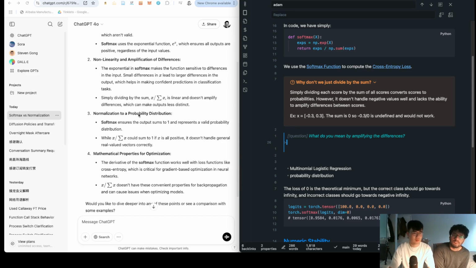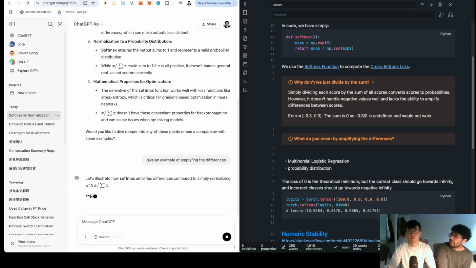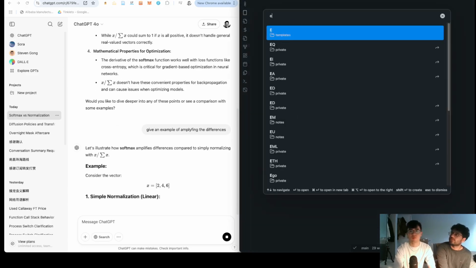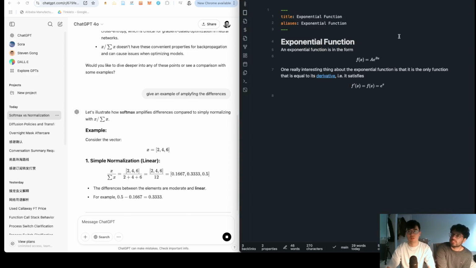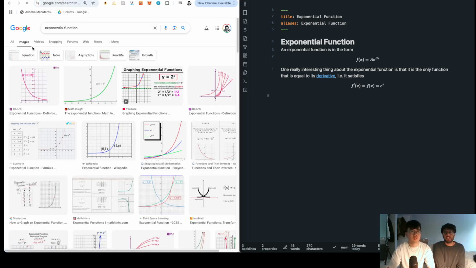Do you understand the amplification? Basically, if you think about the exponential function, let's say 2 to the power of 3 versus 2 to the power of 4. That's a pretty huge difference, right? Let's plot it. I mean, that's the whole point. It grows very fast.